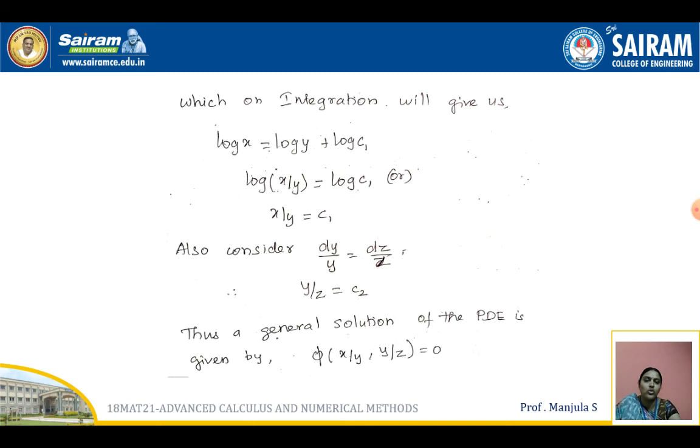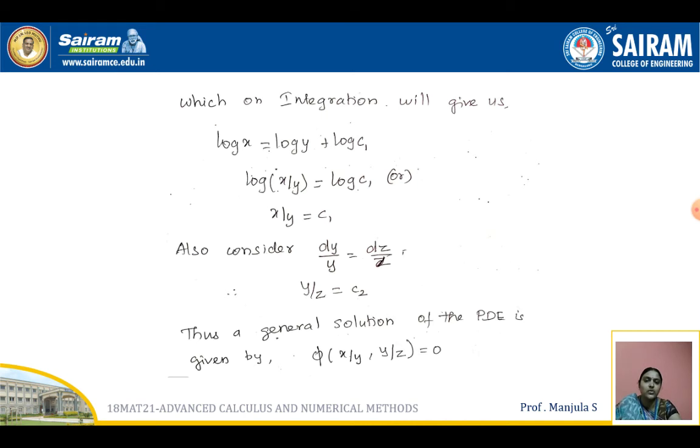Now here I am going to consider the second and third equation. It means dy by y equals dz by z. Here also you just go for integration. We are getting log y equals log z plus log c1. On simplification we are getting y by z equals c2. So this is one more solution.